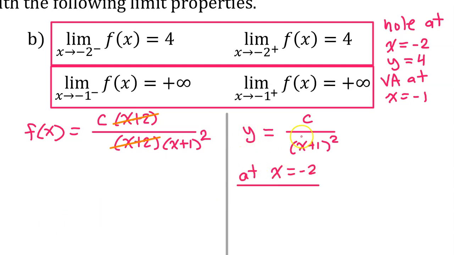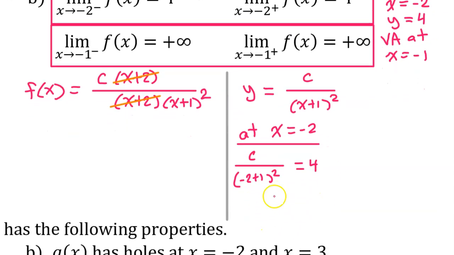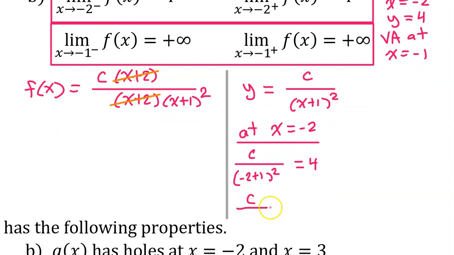Let's evaluate this equation at x equals negative 2. Because at x equals negative 2, we know the y value will be 4. So if we plug in negative 2 for x, so that's negative 2 plus 1 squared, we should get 4 for the result. So this is going to give us c over negative 2 plus 1 is negative 1. Negative 1 squared is positive 1. So c over 1 is equal to 4. In other words, c is equal to 4.